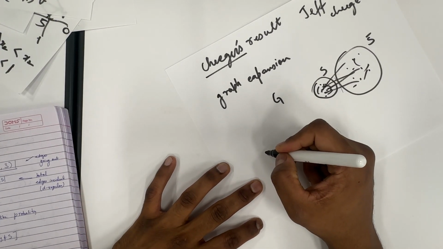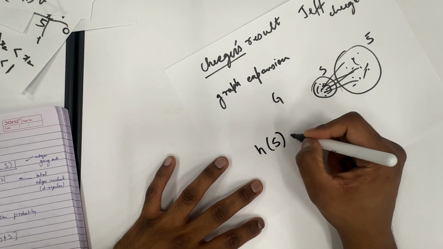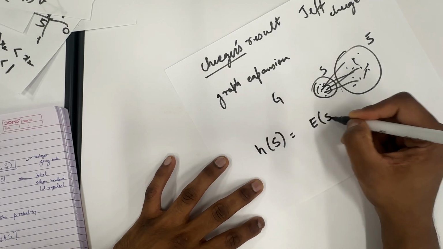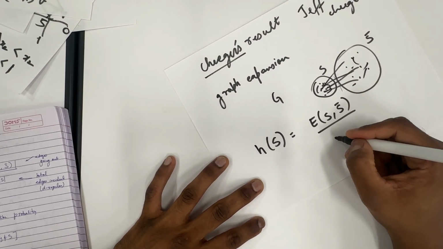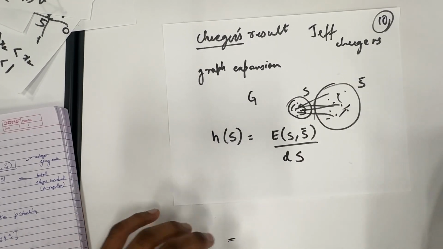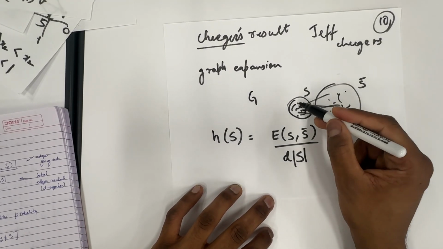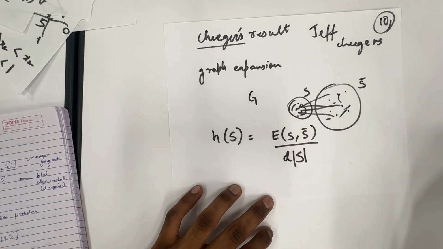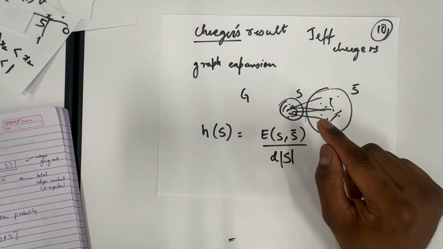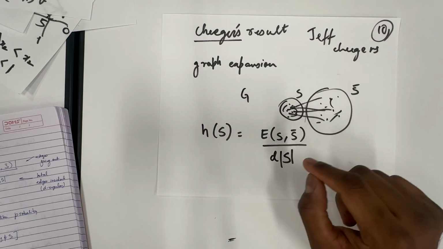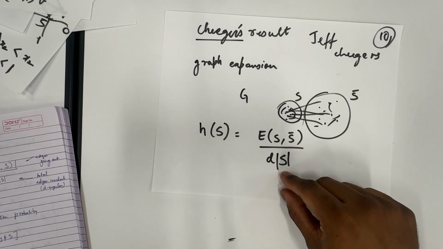The mathematical definition of expansion of this particular set is the number of edges running from S to S bar divided by the number of edges incident on S, which is D times the size of S, basically because it's a D-regular graph. There are |S| vertices and each of them has D edges, so D times that. There should be a factor of 2, but never mind. Let's just define it in such a manner. So graph expansion is the number of edges running from S to S bar divided by the total number of edges incident on S.